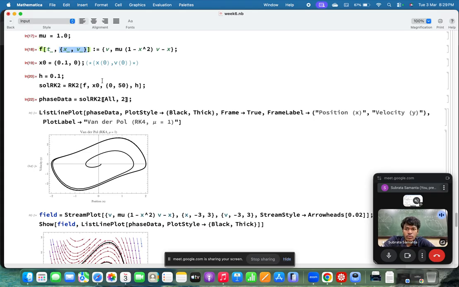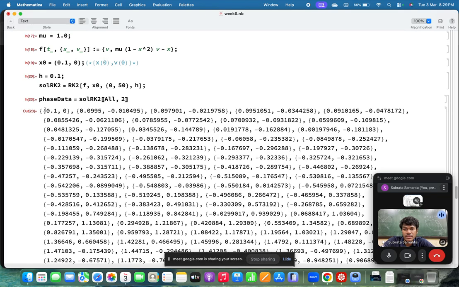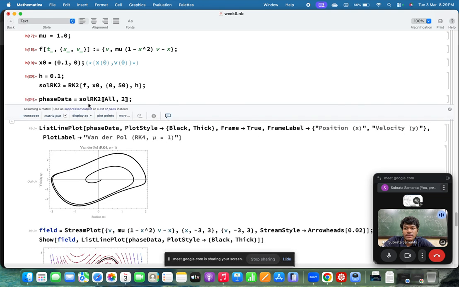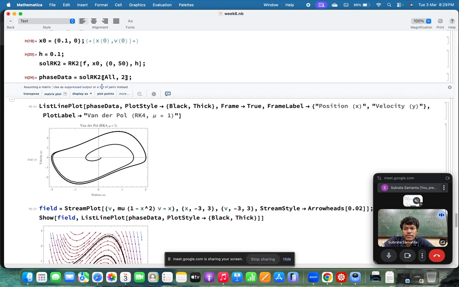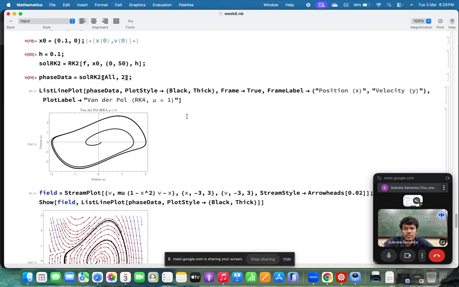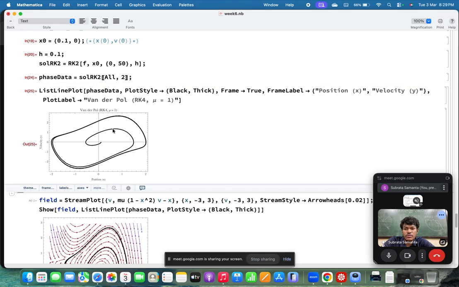Because once you call RK2, the first output is an array of times and the second one is an array as well. So the phase data is written as an array. You just check. This is an array of arrays, and the contents are x comma v, right. And now we plot this phase data. You are familiar with this already. If you plot, the plot looks like this.